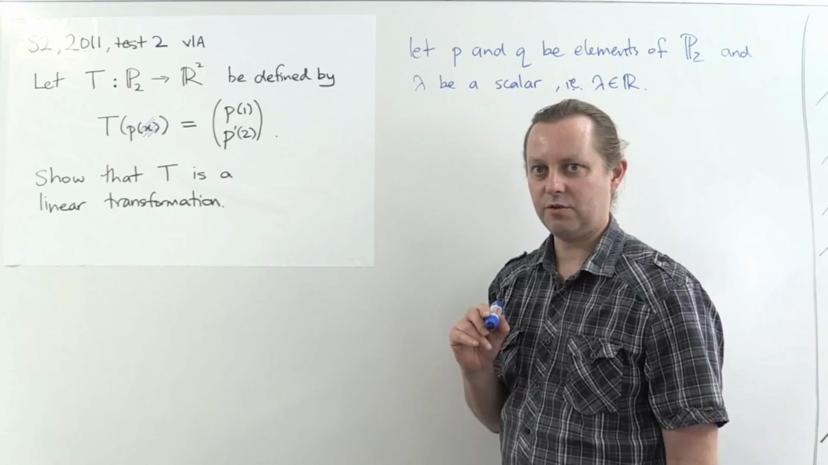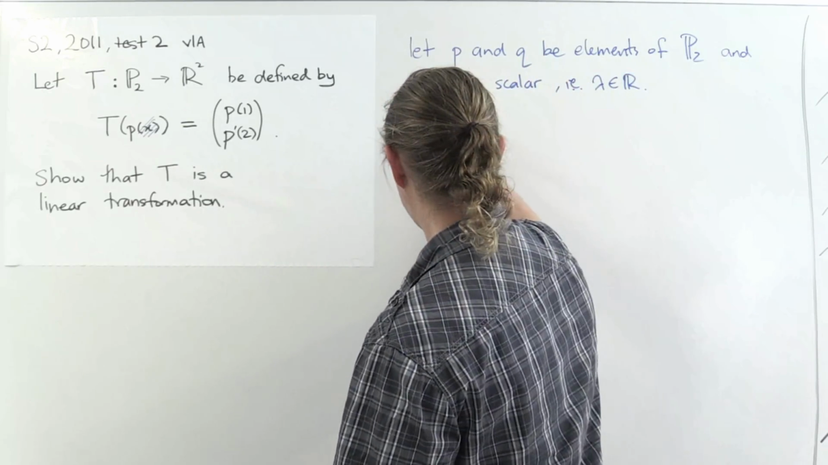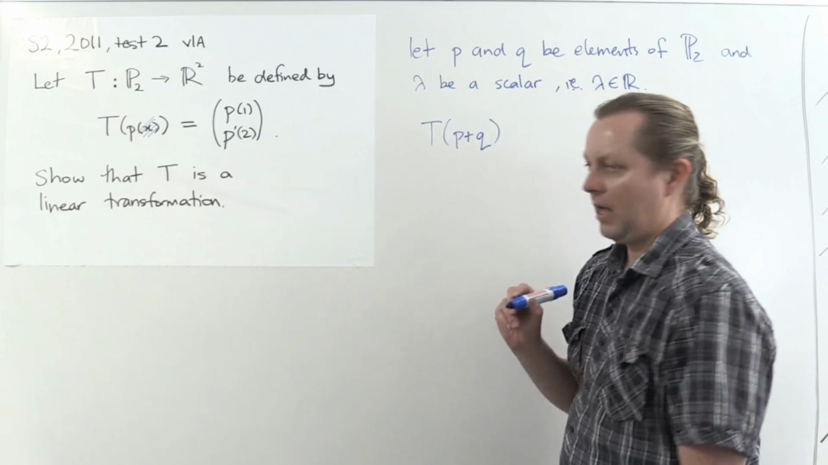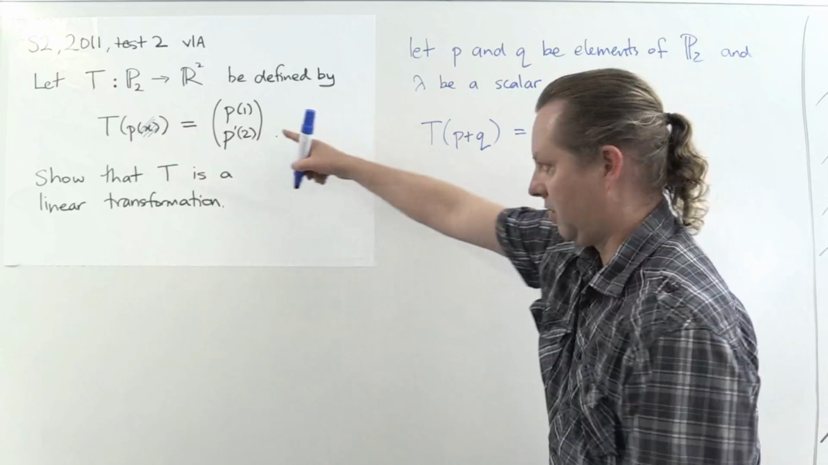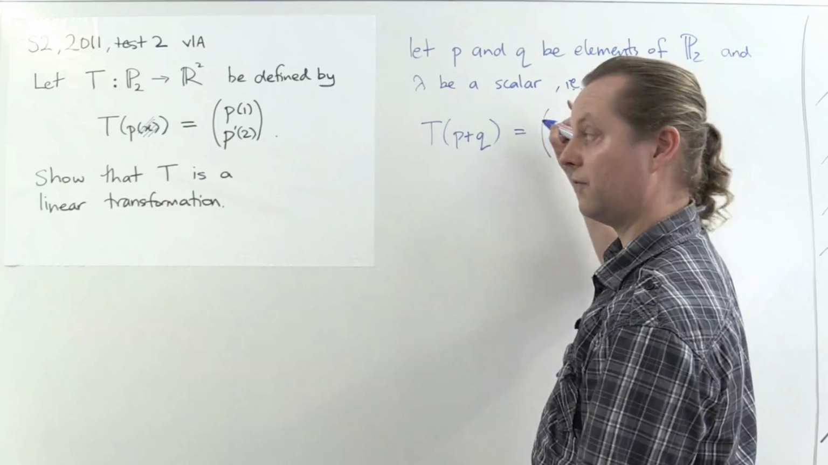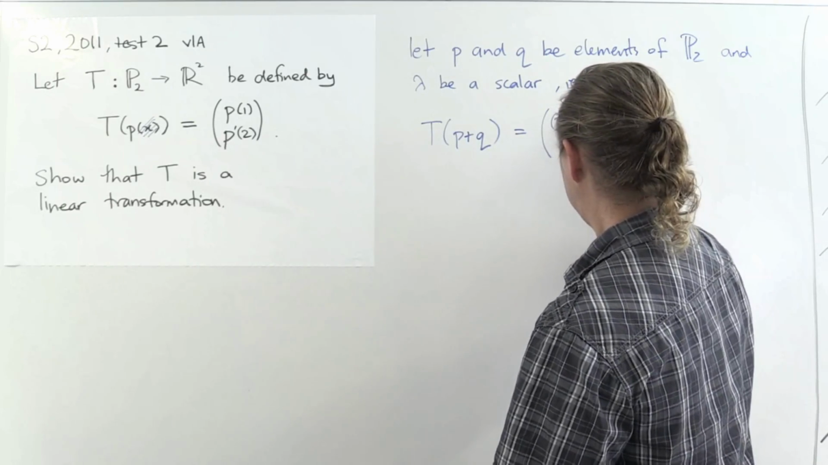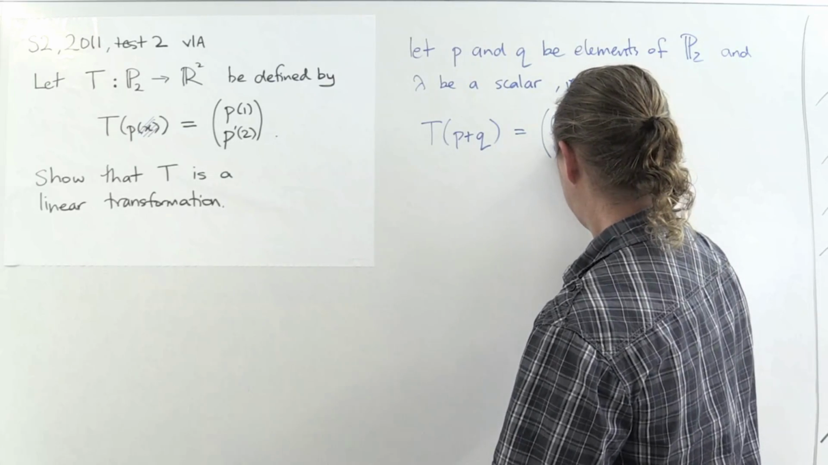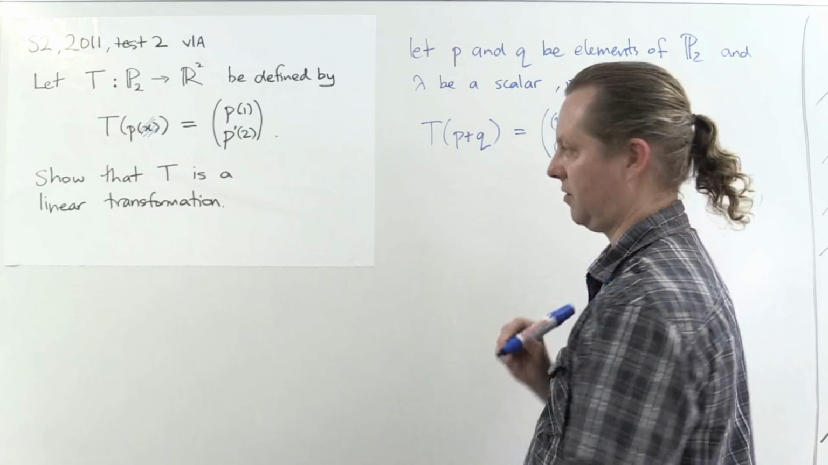Okay. Now what I want to do is to consider what happens when T acts on the sum of my two polynomials, like so. Okay, so this formula over here tells me what T does. It gives me a vector with two components, and the first component is the sum of these two polynomials evaluated at 1, and the derivative of the sum evaluated at 2.